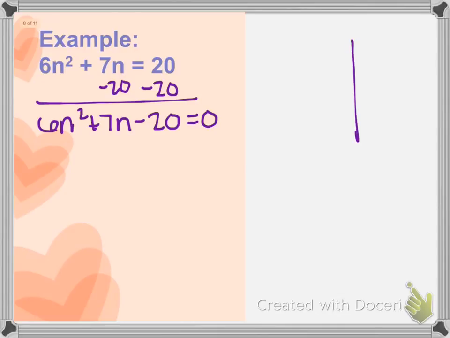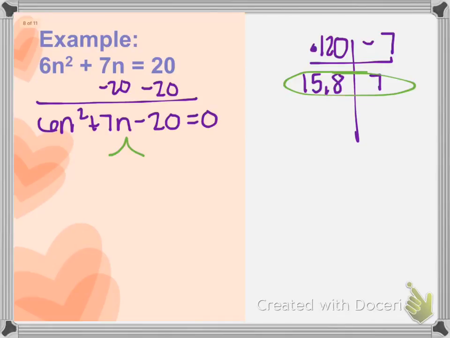6 times 20 is 120. Looking for factors of 120 that subtract to give me 7. Again, this is a time-consuming one, so we'll just jump to it. If you were on your own, you would go ahead and figure out all the factors of 120 until you found ones that subtract to give you 7. But the ones that are going to work here are going to be 15 and 8. So 15 and 8 are what we're going to use to split up that middle term.